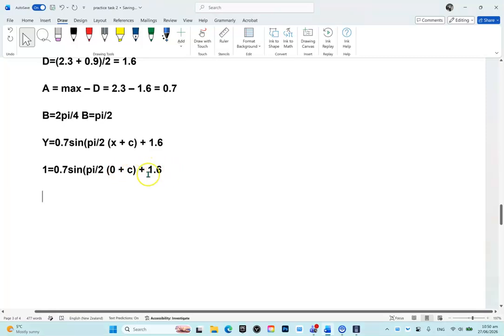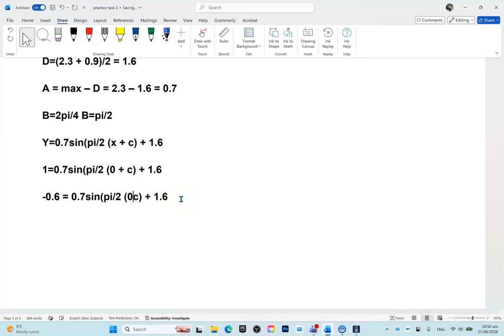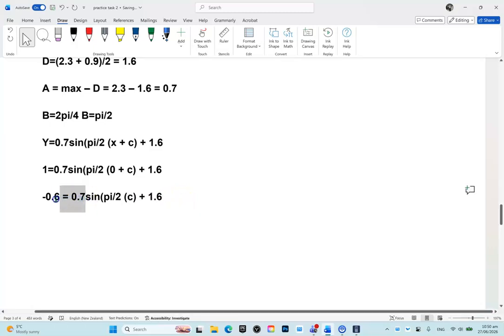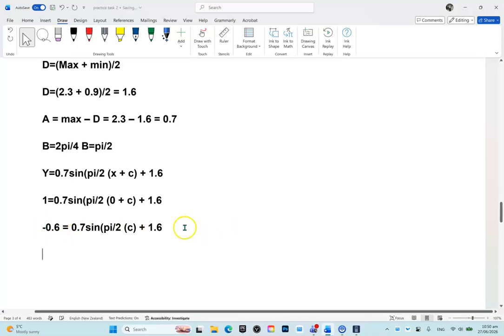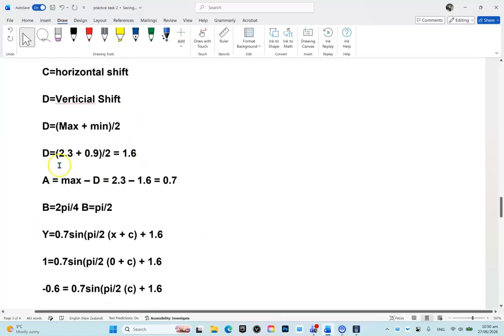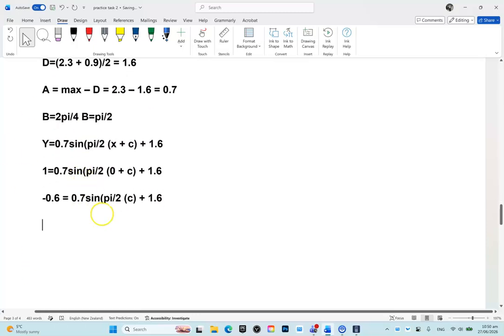This is going to simplify. If we take negative 1.6 to the other side, that's going to be negative 0.6 equals all this. And then this can just become c because it's 0. Now notice how these two numbers don't match up. Don't be worried if they don't match up, because sometimes they're not going to be the exact same. Usually they are, but don't be afraid that you got it wrong because they're not the same. Just check all your other working and make sure it all makes sense. But we'll check this and we know it's right.